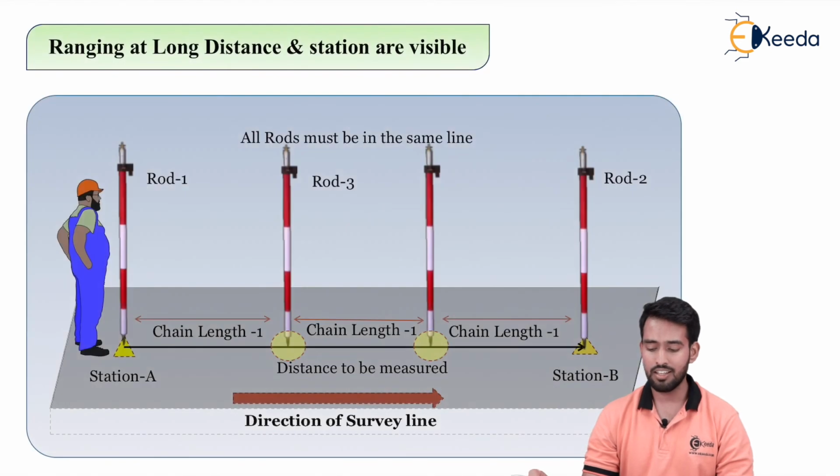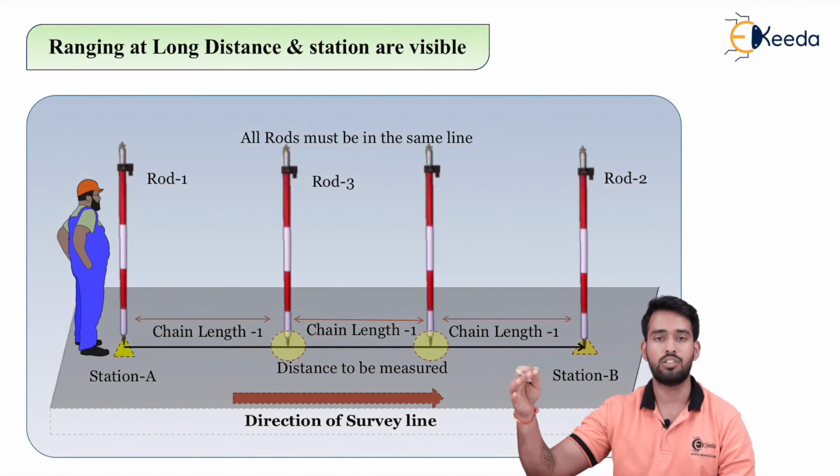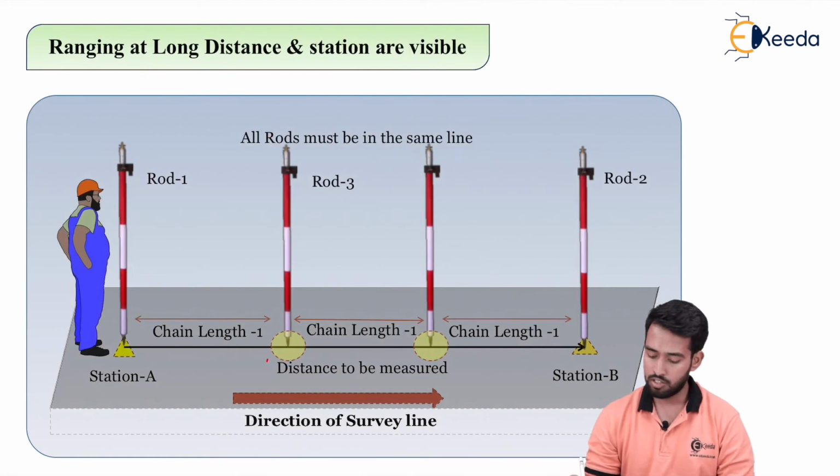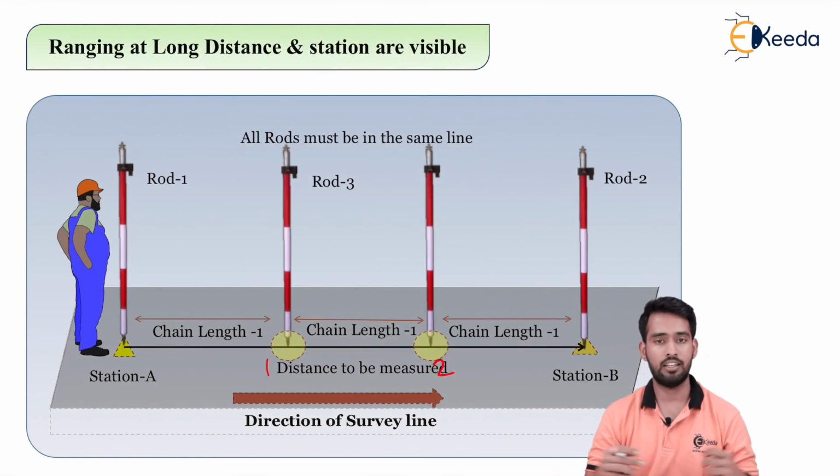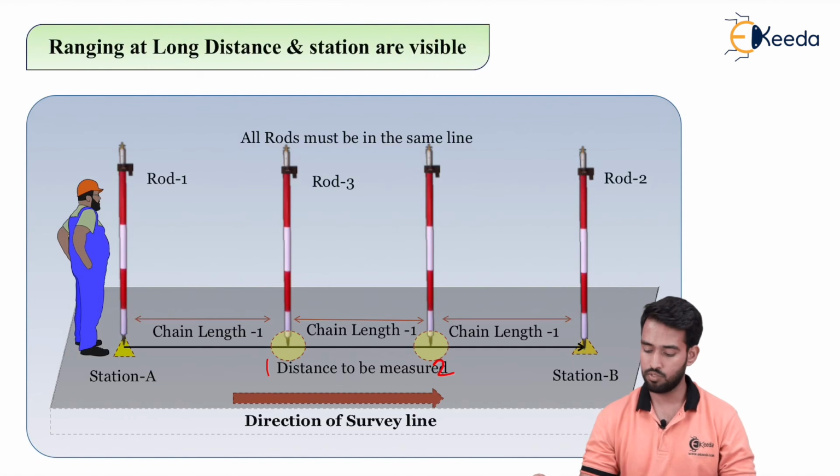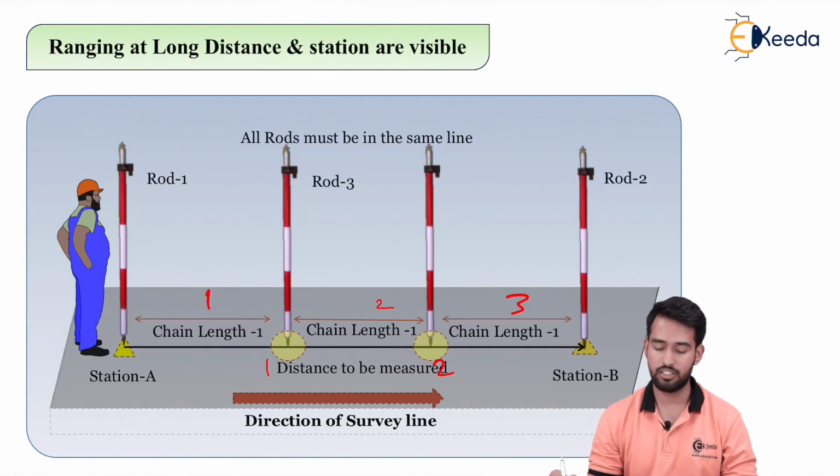If there is a very long distance between points A and B, then we have to establish intermediate points, maybe 1, 2, 3, 4, depending upon your need and the length of your survey line. Then simply we add the chaining lengths between 1, 2 and 3.